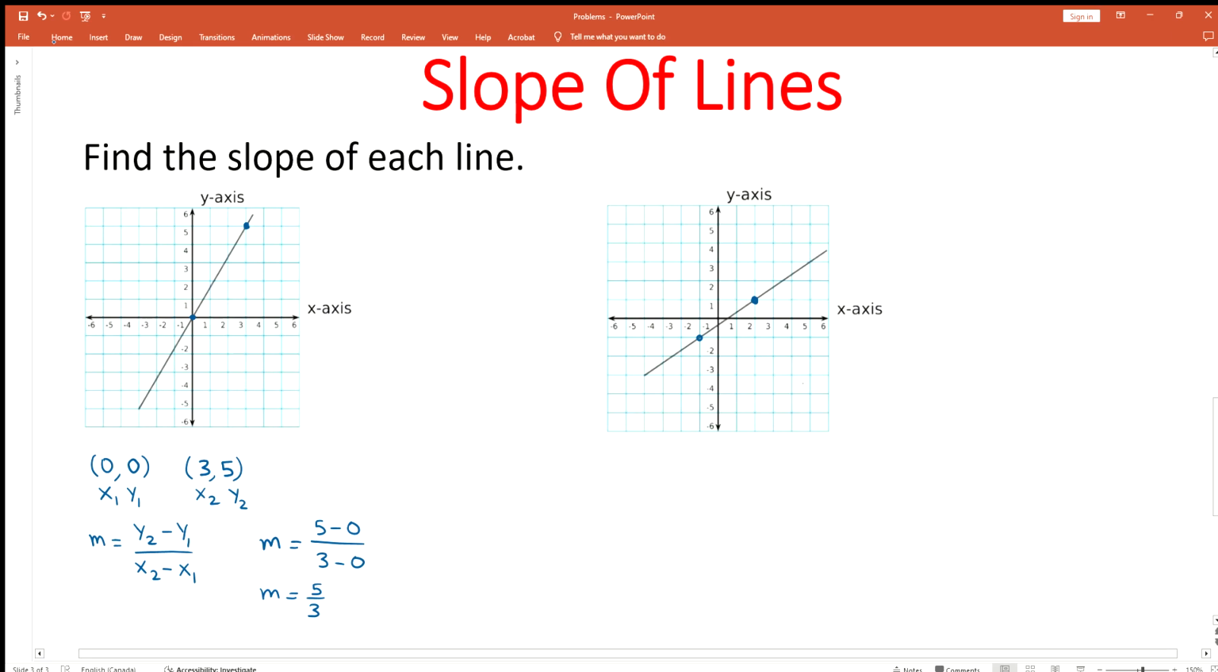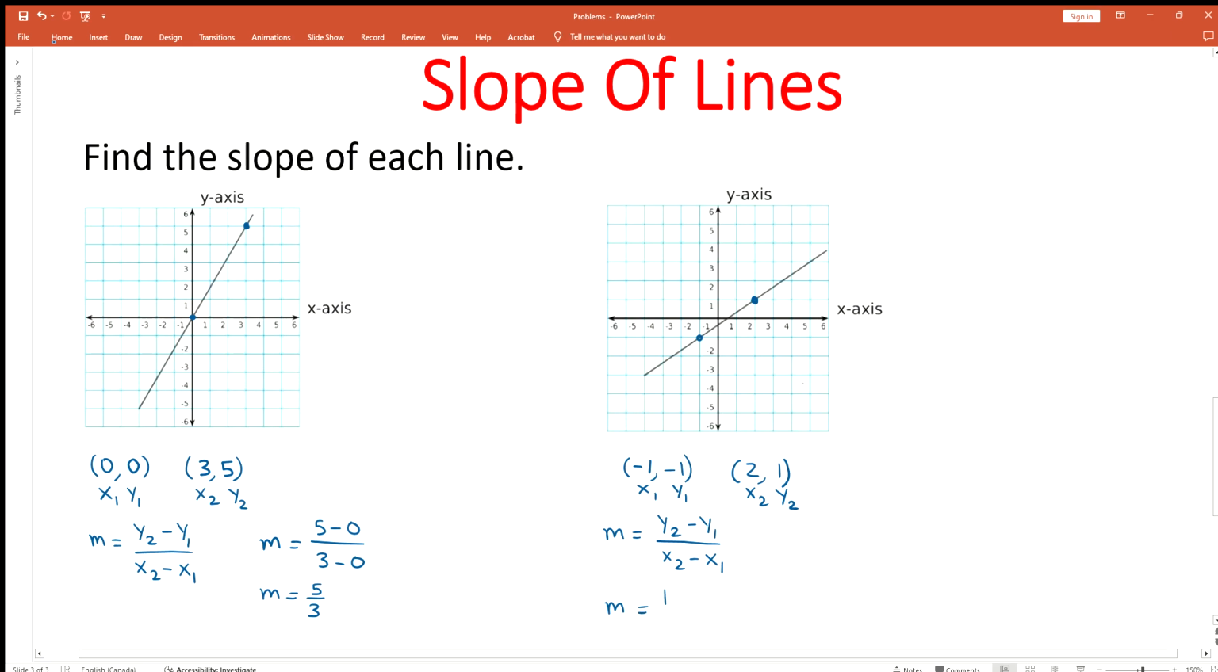We can use any two exact points that lie on this line. The final answer will be the same. Now we can write the coordinates of these 2 points. Now we can write the slope formula. We can label the first point as (x1, y1) and the other point as (x2, y2). Now we can sub in the values.